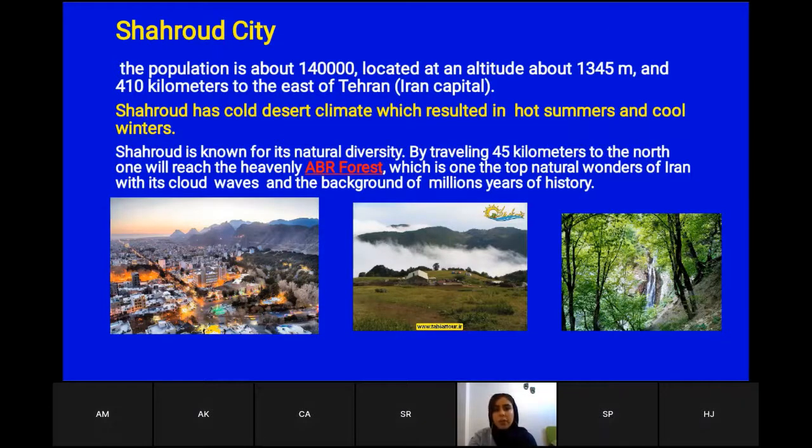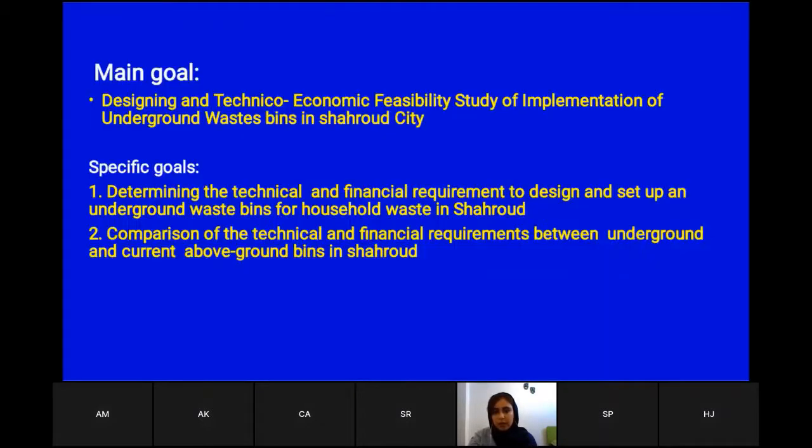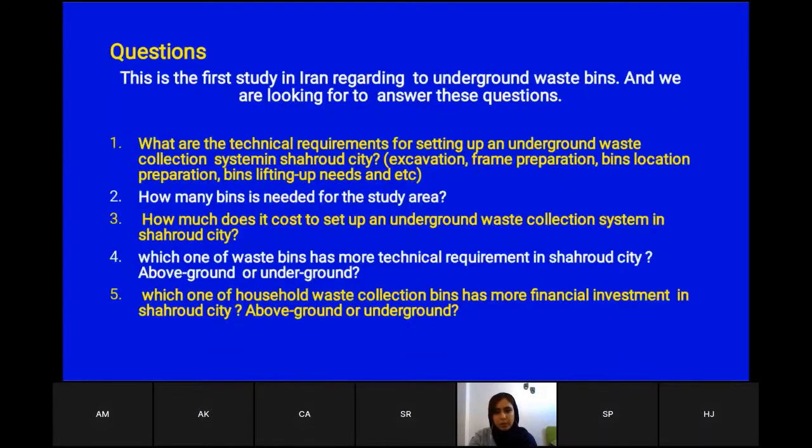Shahrud City has a population of about 140,000 people, located in the northeast of Iran, and the weather is a kind of cold desert one. Besides our main goal, we have two specific goals. One is determining the technical and financial requirements to design a set of underground waste bins for household waste in Shahrud, and the other one is comparing the technical and financial requirements between underground and above ground waste bins.